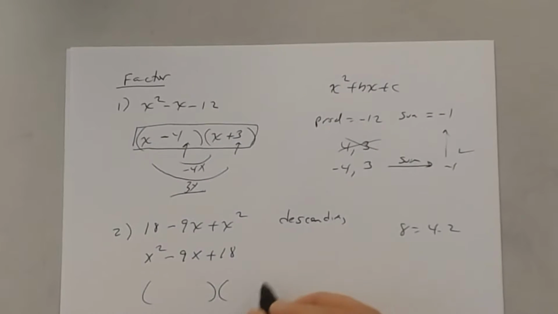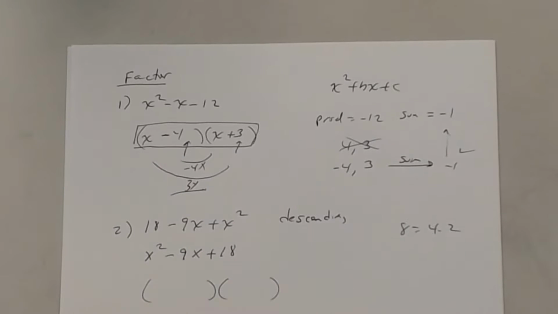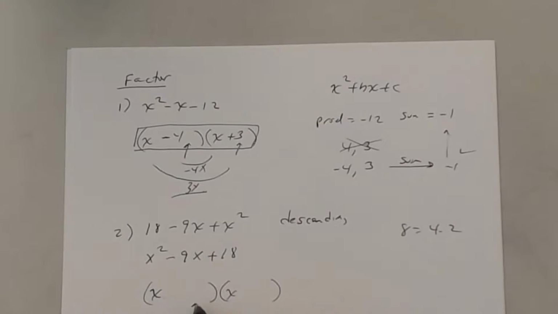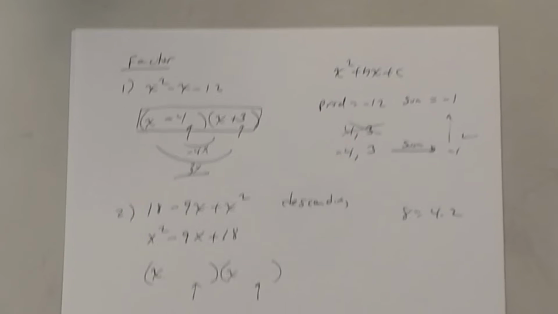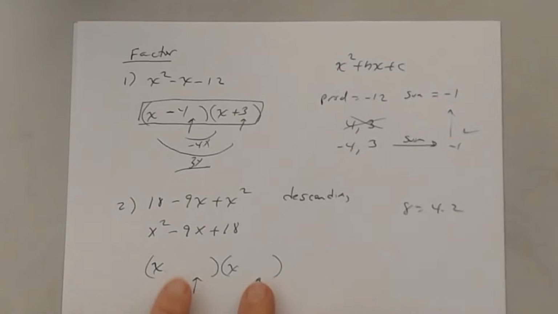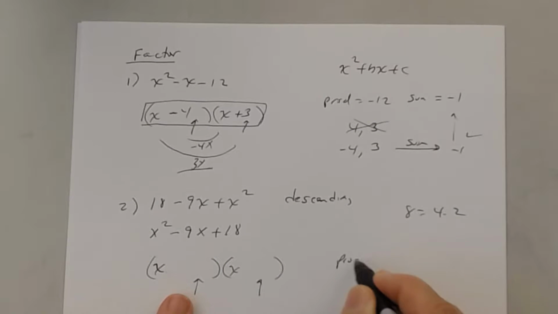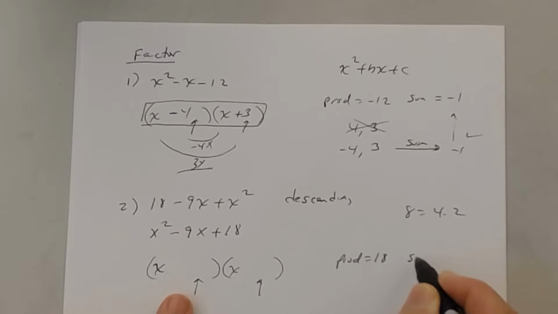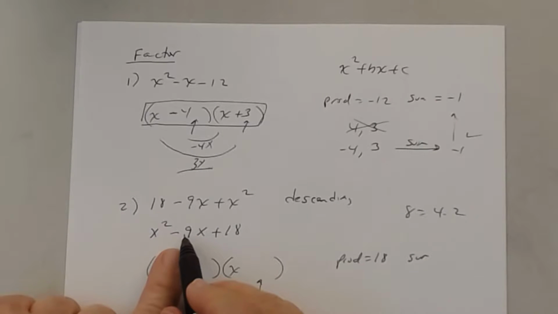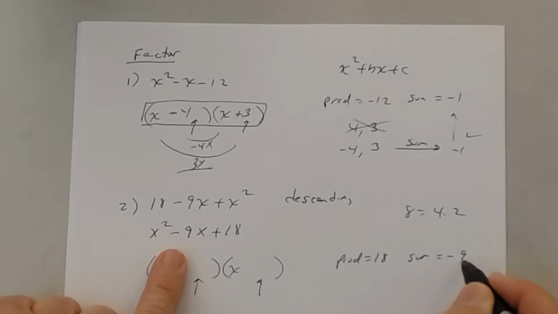We're going to go to two binomials. First times first is x squared. What goes in there? X and x. And then now I've got to figure out what these numbers need to be. All I know is that their product has to be what? Positive 18. So I need to find two numbers whose product is 18 and whose sum is negative 9.